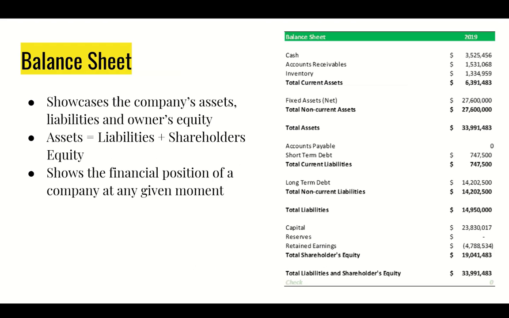And finally, we have the balance sheet, which is used to showcase the company's assets, liabilities, and owner's equity. Note that when adding up the total amount of liabilities and shareholders' equity, they must always equal the amount of assets. In general, it helps show the financial position of a company at any given moment.